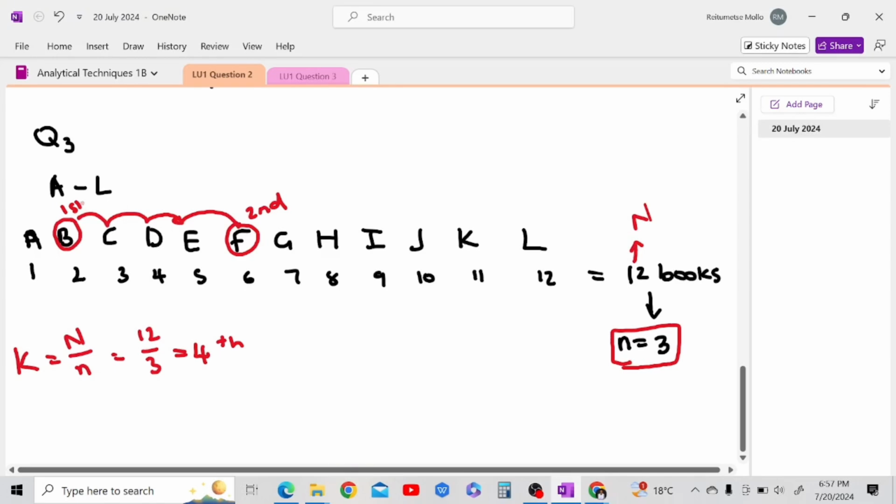The reason is that we are moving in intervals of 4, right? So the next item that we were going to select is not within this population. It's outside of our reach. It's not in this data. So we cannot select the other book because it's not here. So we can only select B, F, and J. So the third book we're going to select is J.